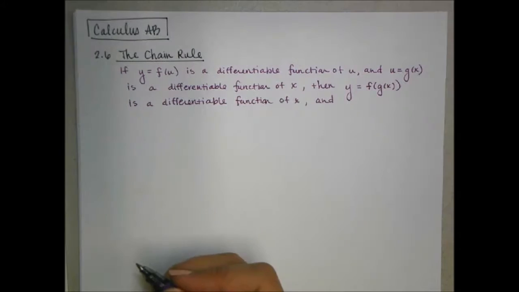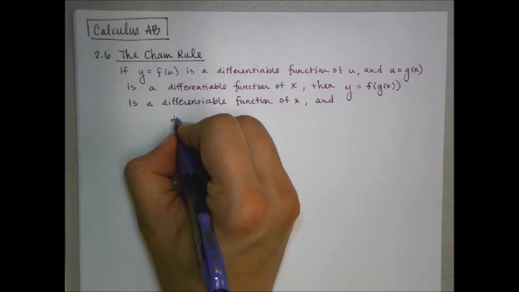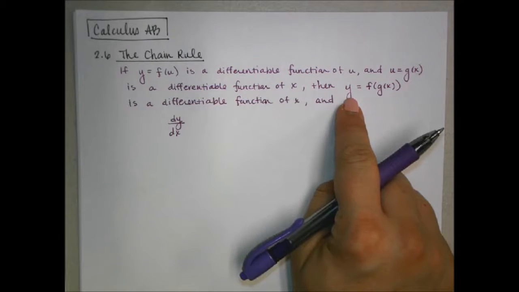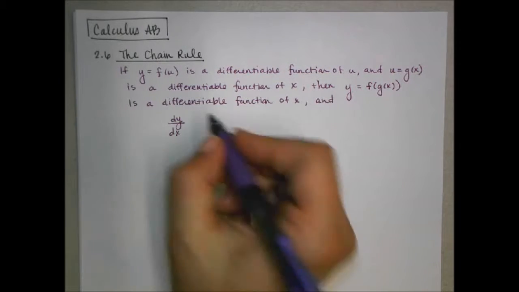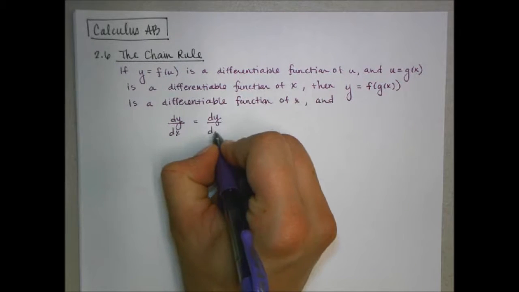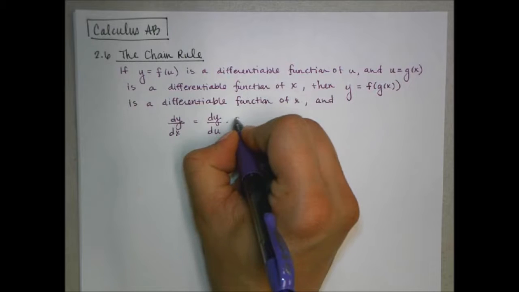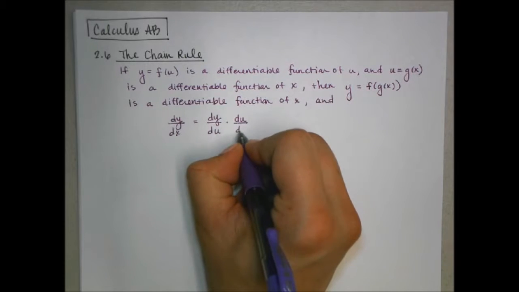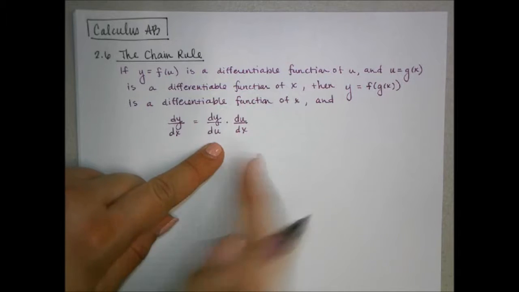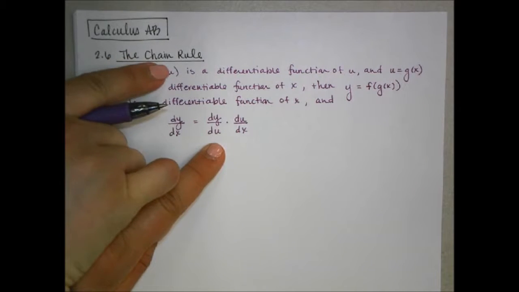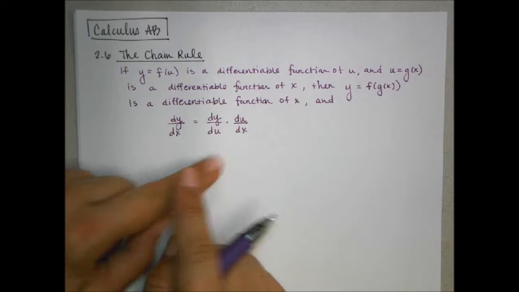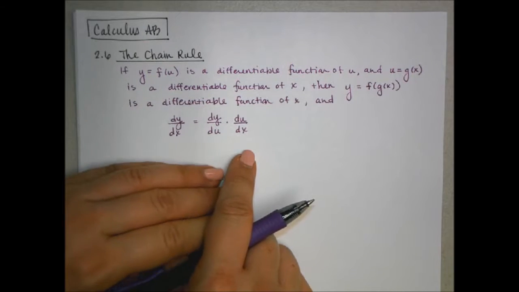And we can say the derivative of function y with respect to x is dy du times du dx. So this is what we have up here. Derivative of y with respect to u times the derivative of function u with respect to x. This is one way to write the chain rule.